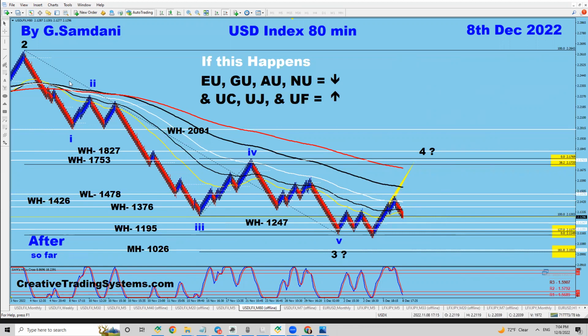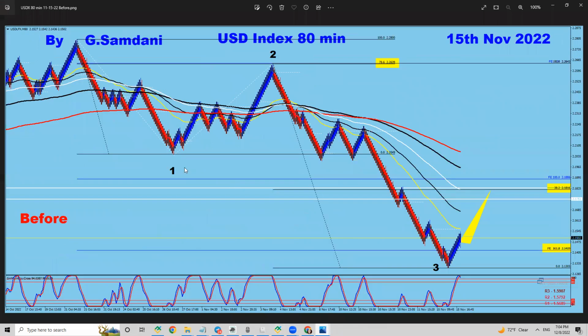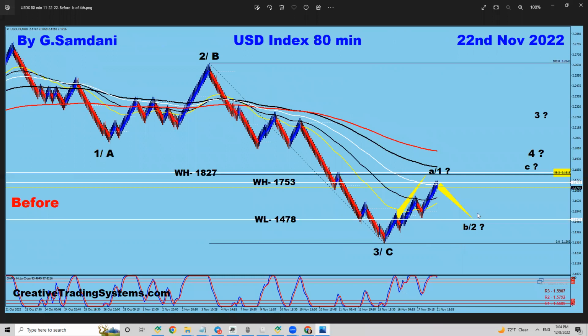I started predicting this, and let me show you how I did that. Wave 3 ended here. See, 1, 2, and then wave 3 is here. So I said okay, we're going to go to the upside from here. This chart is from the 15th of November. It went up there nice and clean. Then I said we're going to drop from there for wave 2, so A, B, and then wave C for wave 4, probably. It came down here, but it went down a little bit more.